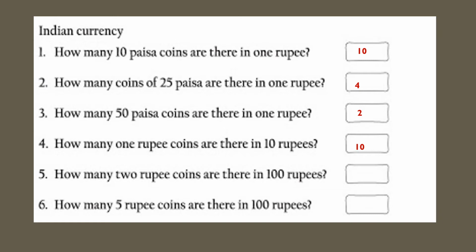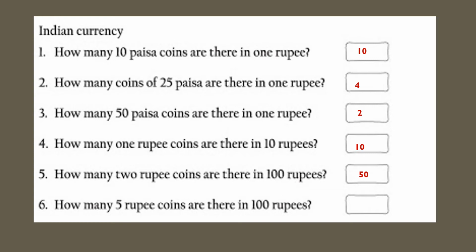1 multiplied by 10 makes 10. Then next question, how many 2 rupee coins are there in 100 rupees? Now what you will do, children? Divide 100 by 2. So you will get the answer 50. So there are 50 2 rupee coins that will make 100 rupees.